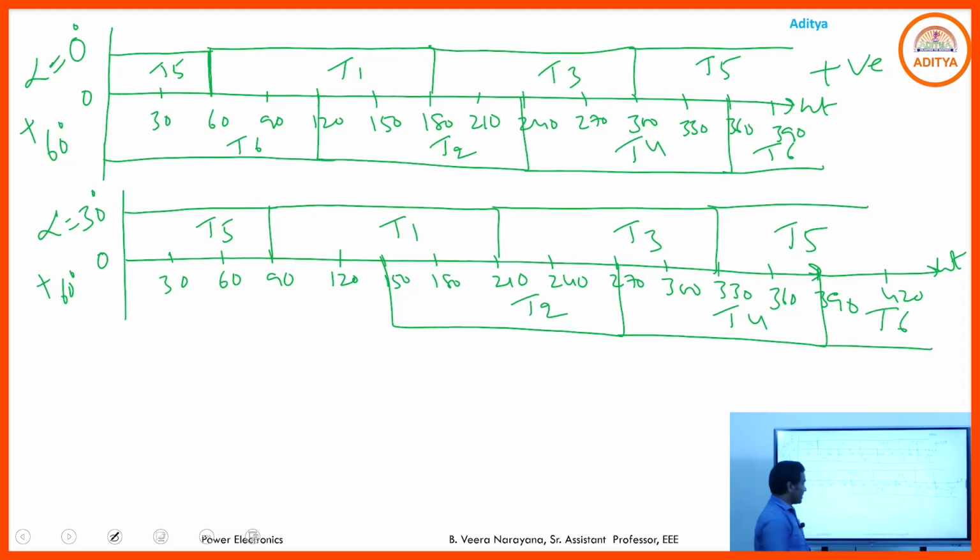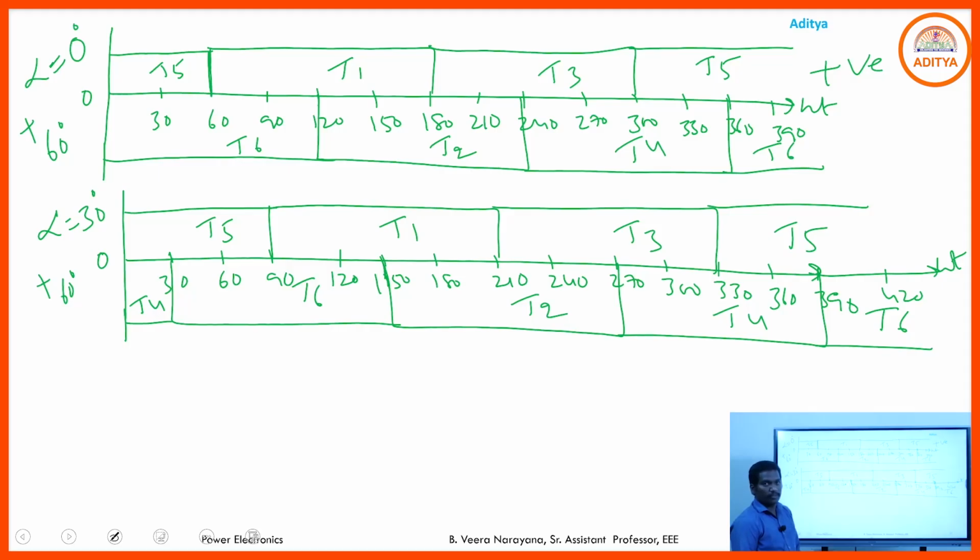Before this, T6. It's very, very important. The end portion of the T6 is 150. We know the conduction of each SCR here is 120 degrees. So 150 minus 120, 30. That is from 30 to 150, T6, and before this, T4.